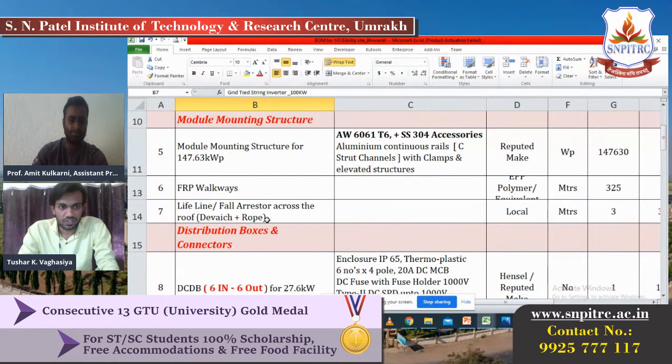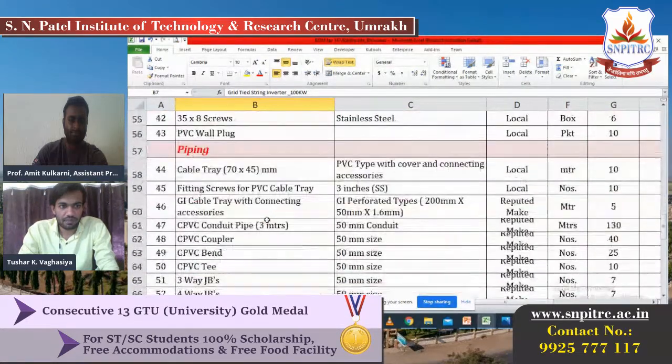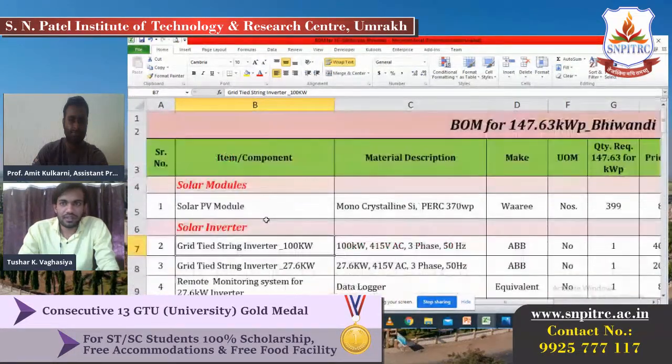So there is the structure, AC cable, DC cable, glands, piping. All these things are coming into the bill of material.